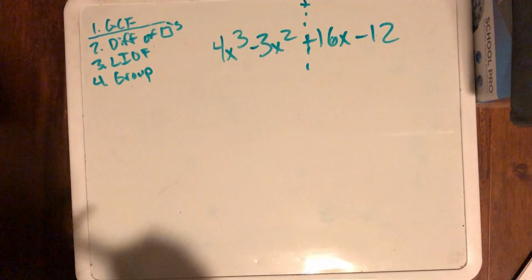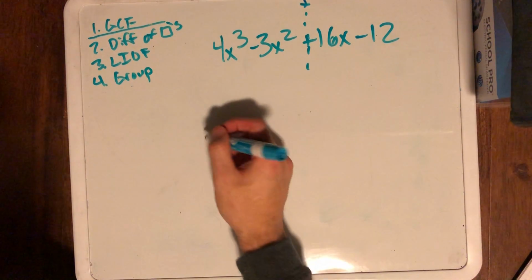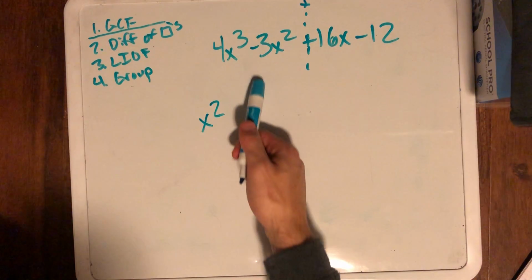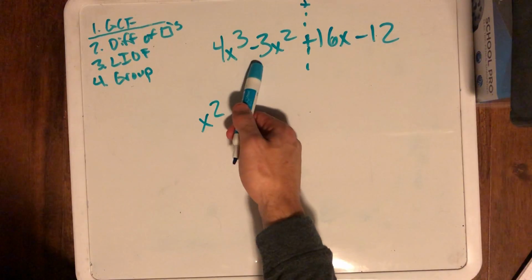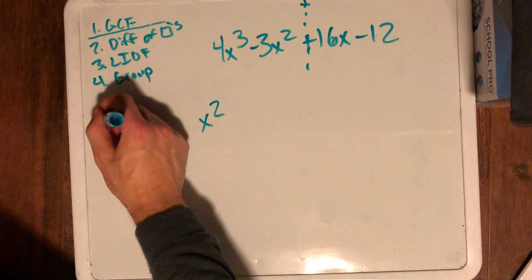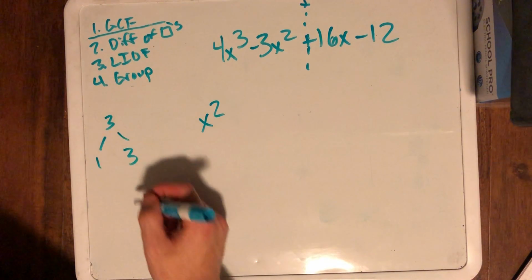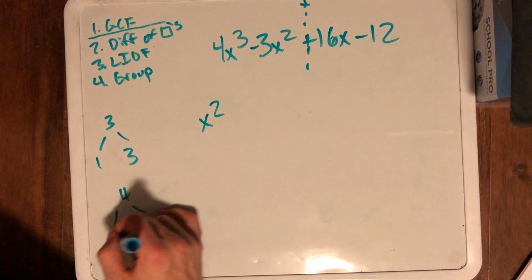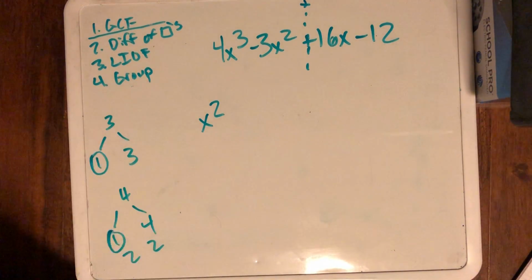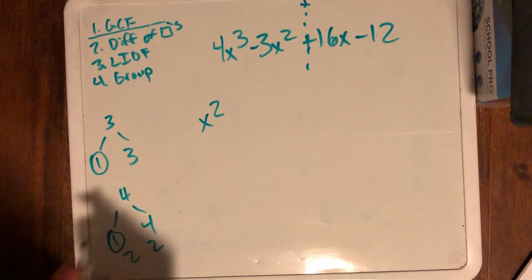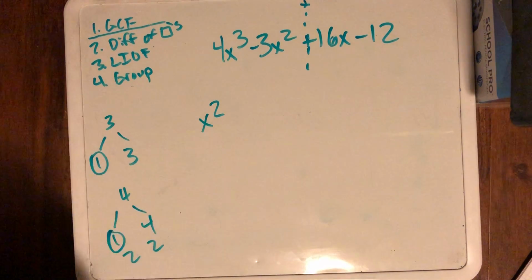We look at our left side. I know that we can pull out an x squared. Now you might think that you'd be able to pull out something from these, but they don't share any factors. The factors of 3 are 1 and 3. The factors of 4 are 1, 4, and 2 and 2. They don't share anything other than 1, which doesn't help us. Pulling out a 1, we could do it forever, it doesn't change anything.